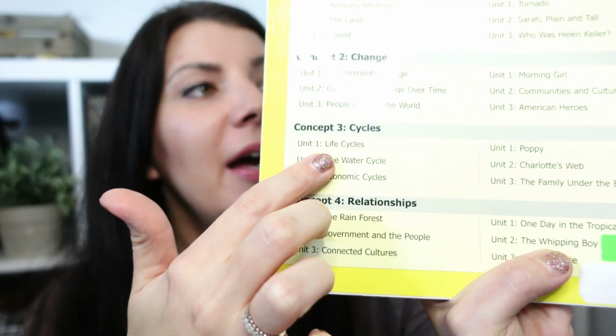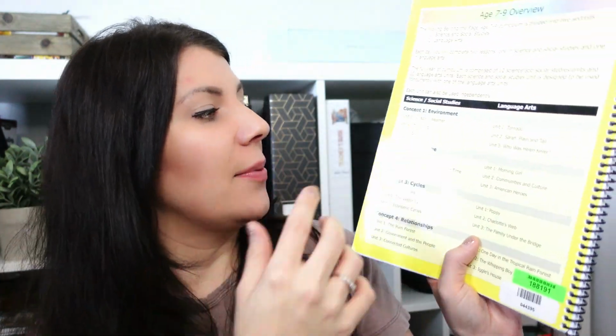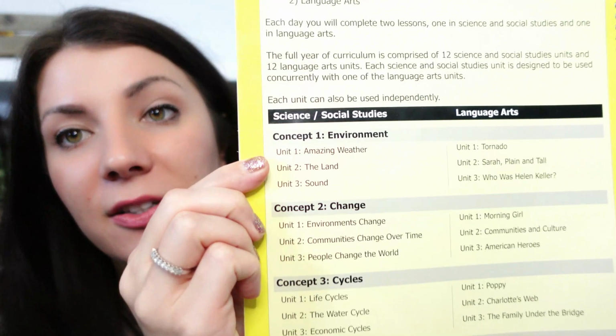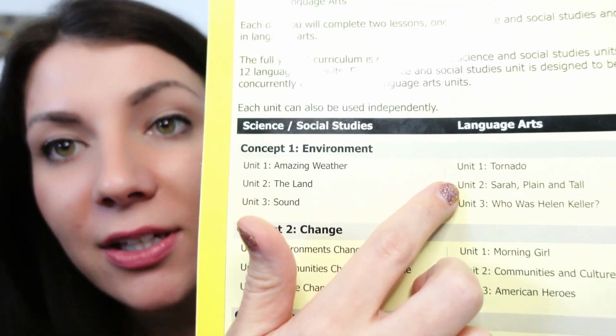Now, right before this cycle, there was the life cycle study that you would do with the book Poppy. This was all about life cycles. So I guess they would have already learned about life cycles and this is reinforcing that, but it just didn't make sense to me. And I've gotten feedback that it didn't make sense to other people, because most of the time the units are supposed to go hand in hand together, okay? So for example, the science unit Amazing Weather goes with the tornado book study. That makes sense, but whatever. So that's just my 2 cents.